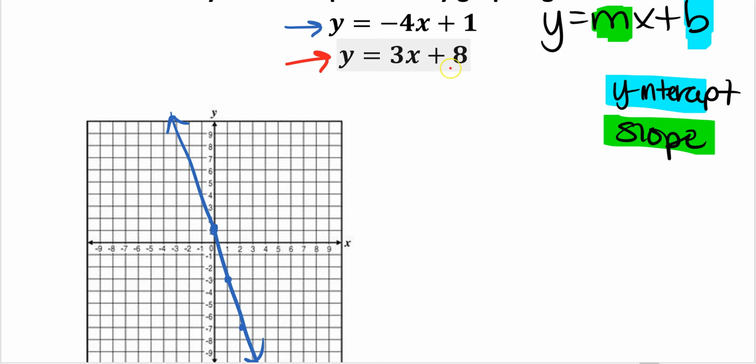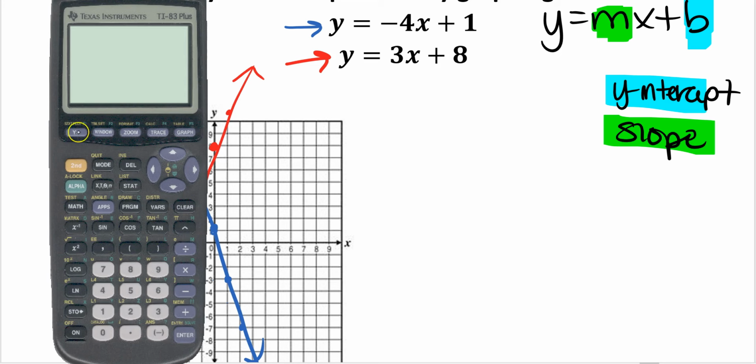Let's now graph the second equation. So the y-intercept is 8, and then we're going to go up 3, 1, 2, 3, over 1. We can go down 3, 1, 2, 3, back 1, down 3, back 1. So I bet this is where it's intersecting here, but it's kind of hard to see when you're doing it by hand. So let's do it with the graphing calculator.